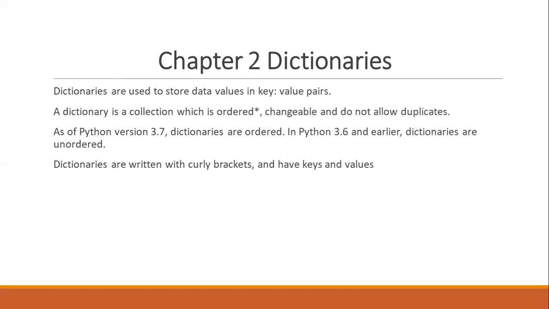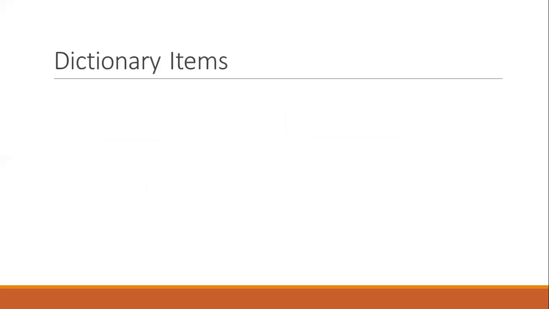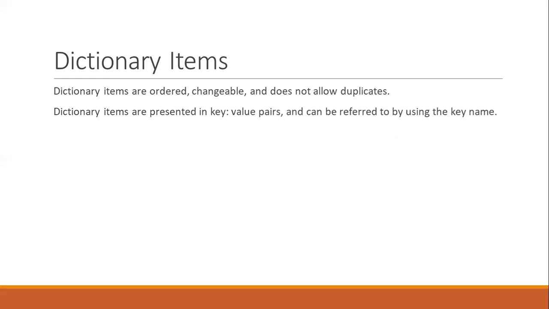Dictionaries are written with curly brackets and have keys and values. Dictionaries cannot have two items with the same key. Now we'll discuss dictionary items. Dictionary items are ordered, changeable, and do not allow duplicates. Dictionary items are presented in key-value pairs, and can be referred to by using the key name.